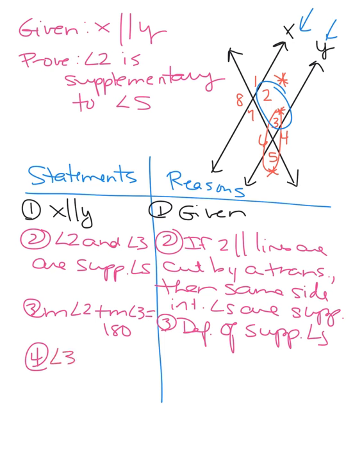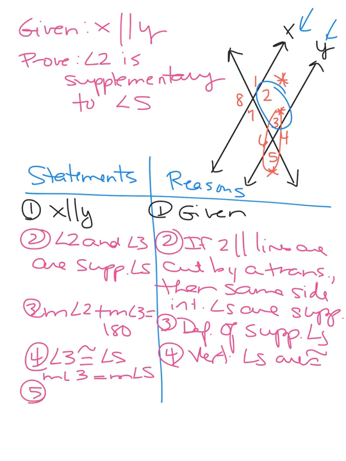So the angle 3 is congruent to angle 5, and that is because vertical angles are congruent. Now I can also add that the measure of angle 3 is equal to the measure of angle 5. I'm going to need that in a little bit since I'm going to be substituting in an equation. I need an equal sign there so I can do some substitution.